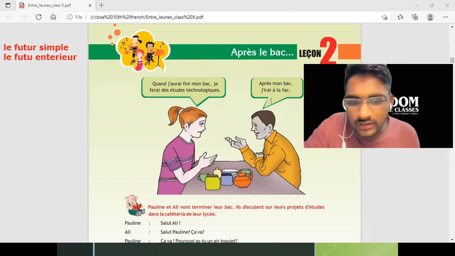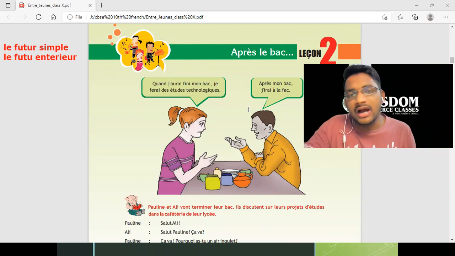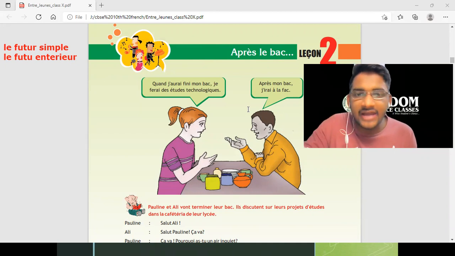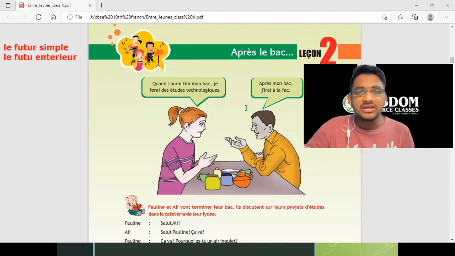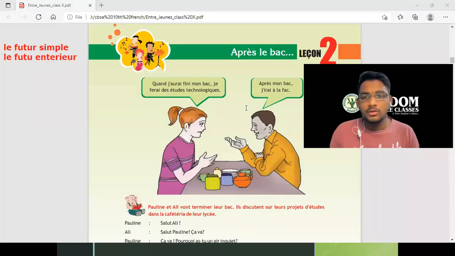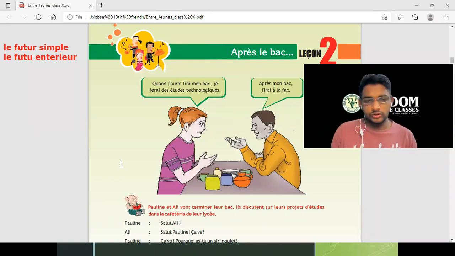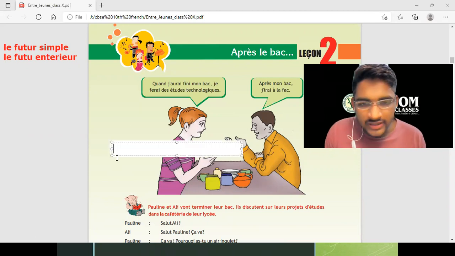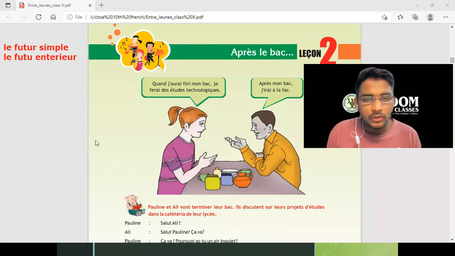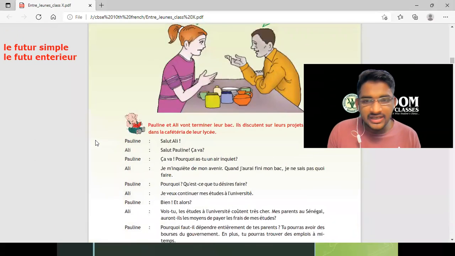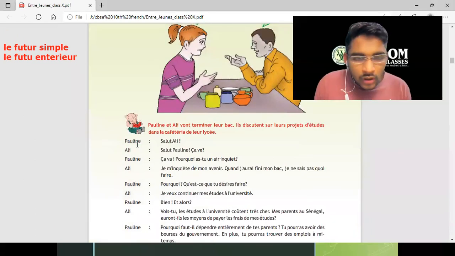So let's see what the guy is saying. Après mon bac, after my baccalaureate, I will go to the fac. Fac is faculty. Basically he also has a plan ahead. Which means, students, la fac is the university or the college. Fine. So let's go down. The page number is 11, and let's see.